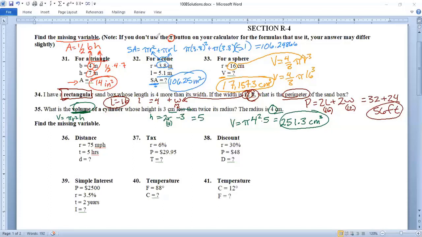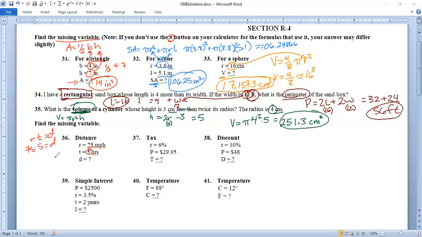All right, number 36. Find the missing variable for these formulas. These aren't shapes. We had other formulas in there where we had rate times time equals distance. So here's the rate, 75. The time is 5, so times 5 equals the distance.